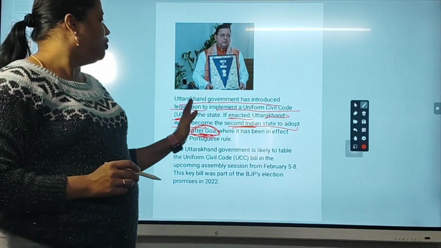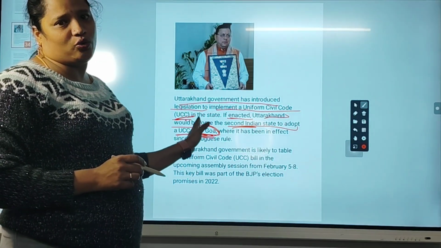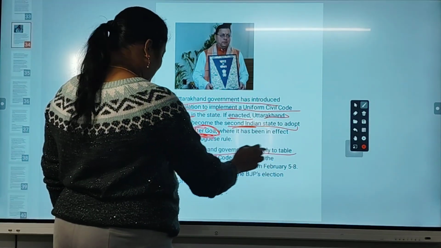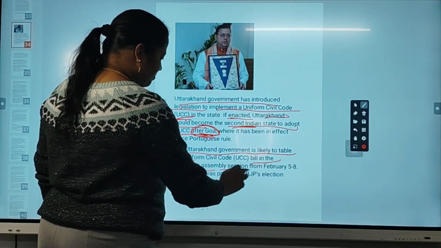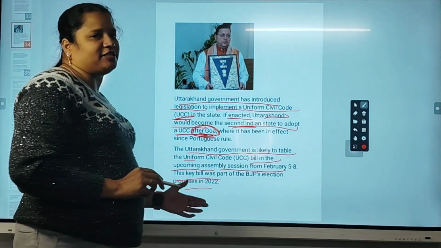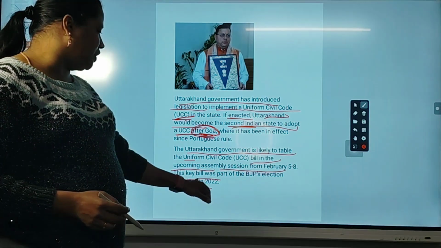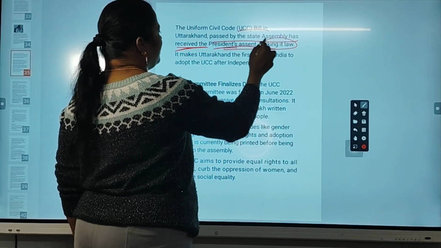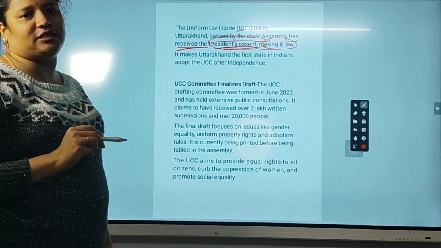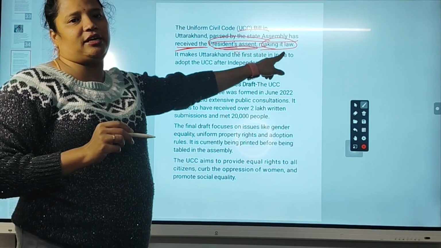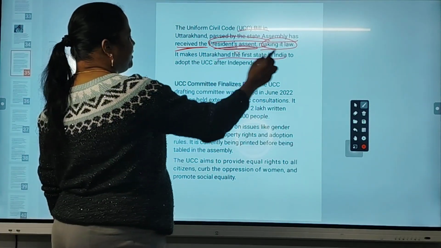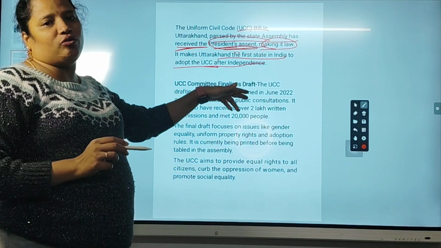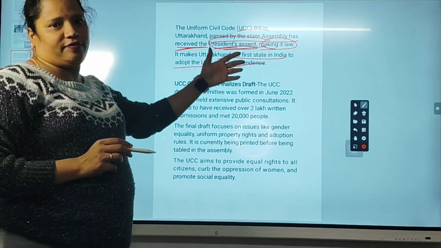Every time I can't say Uttarakhand, every time I can't say Uniform Civil Code, friends, I will use the word UCC. Please follow. So the Uttarakhand government is likely to table the UCC bill in the upcoming assembly session. They had placed this bill in 2022. The UCC bill passed by the state assembly has received presidential assent, making it a law. So finally, after passing in the assembly, it has been given presidential assent and made a law. Uttarakhand is the first state in India to adopt the UCC after independence, and the first state after Goa to adopt it.